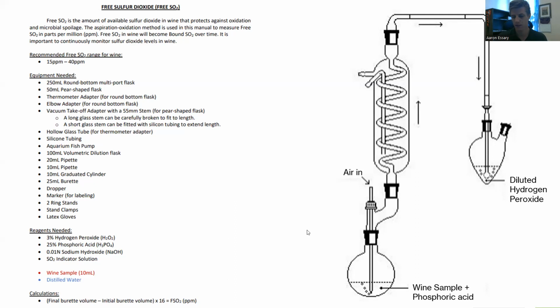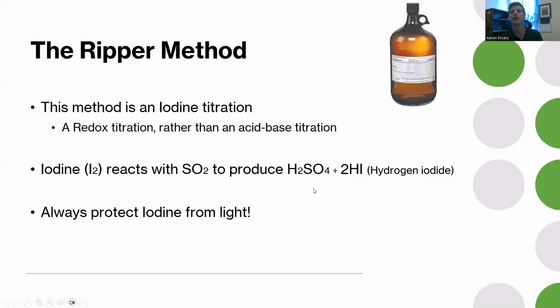Okay, next slide. The Ripper method. So the Ripper method is a quick way to measure SO2. This method uses iodine as a titrant, and it's a redox titration rather than an acid-base titration, if you know anything about that. The aspiration oxidation method uses an acid-base titration. The Ripper method uses a redox titration. Anyway, iodine is used in the Ripper method. So iodine reacts with SO2 to produce sulfuric acid and hydrogen iodide. Just another way to do it.